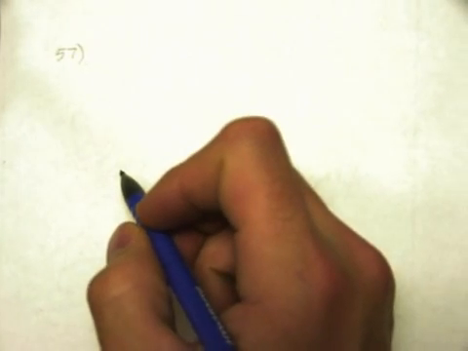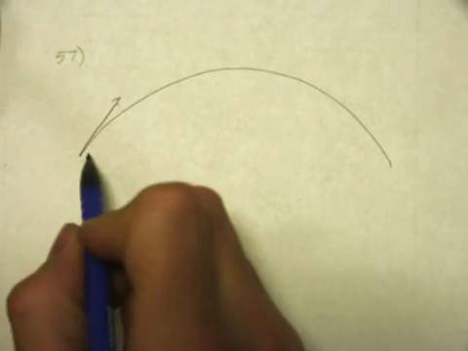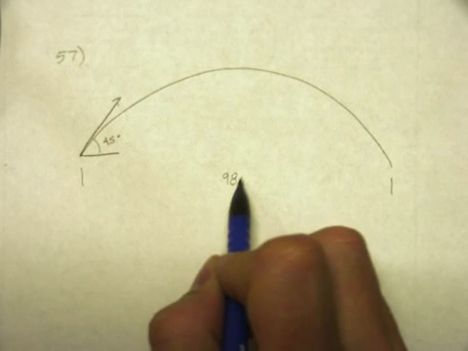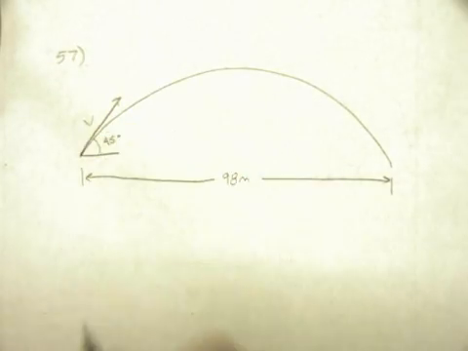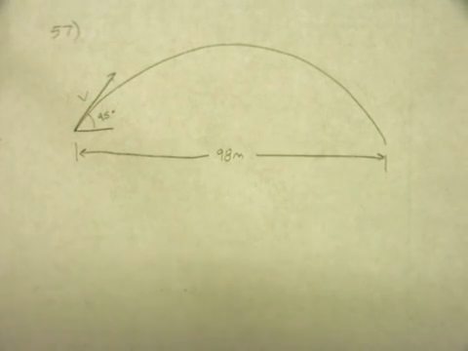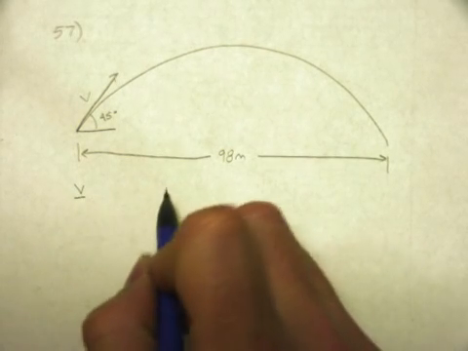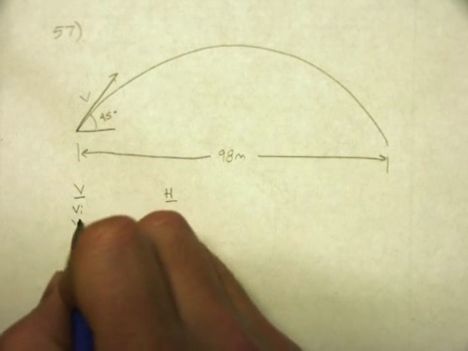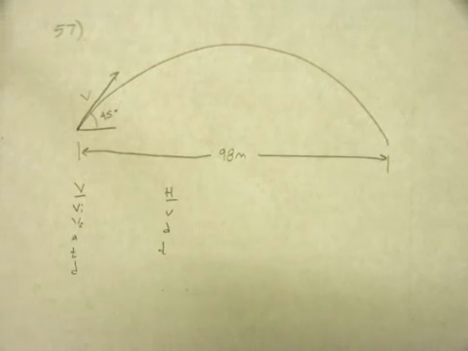Okay, number 57 has us launching a ball at a 45-degree angle, and they tell you that it goes 98 meters. And they want to know with what speed do they launch the ball. So whenever you're dealing with a projectile motion problem, you break it down into the vertical and the horizontal components. Now vertically, you have the initial velocity, the final velocity, the acceleration, time, and distance. Horizontally, you've got velocity, distance, and time.